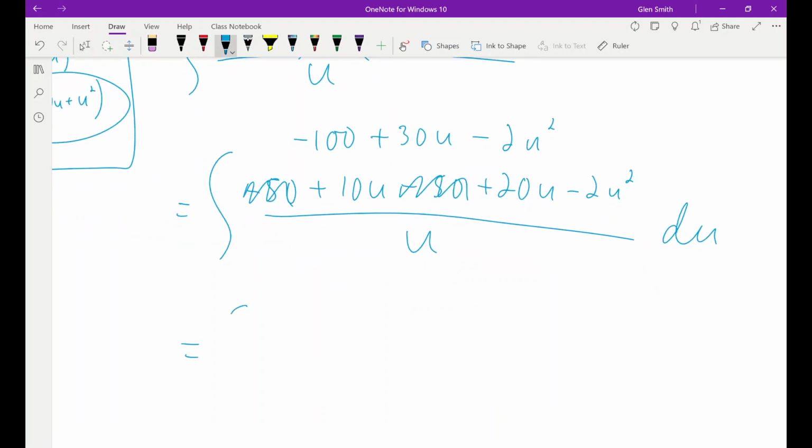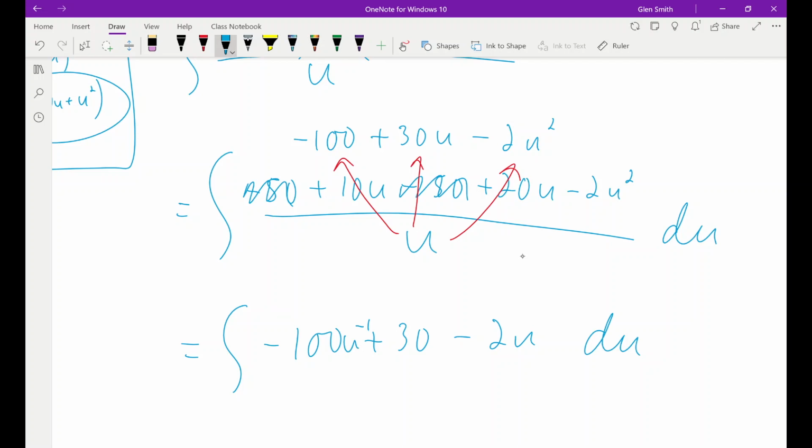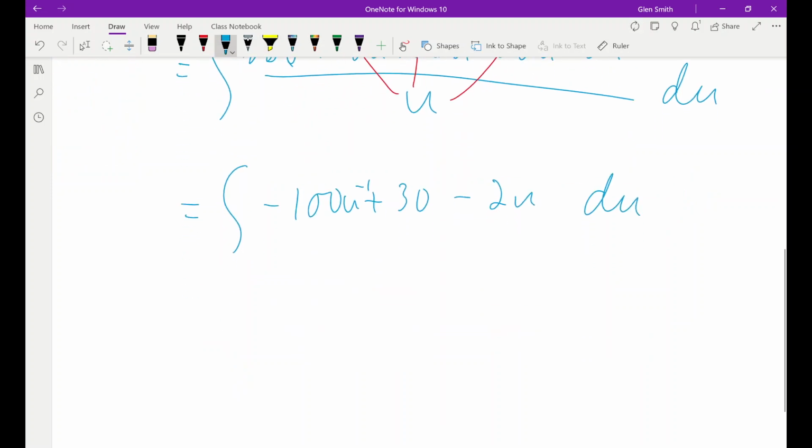So this integral really just becomes negative 100 plus 30 minus 2u. The u divides here, here, and here, and I messed up. It's really negative 100 u to the negative 1. There we go. Okay, so again, that's negative 100 divided by u, 30u divided by u, and negative 2u squared divided by u.